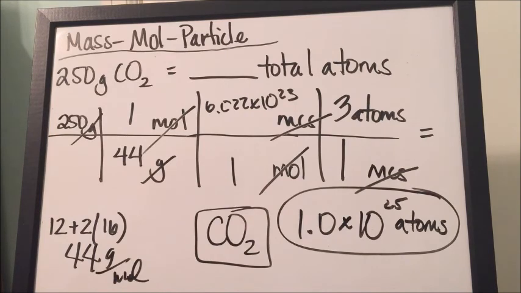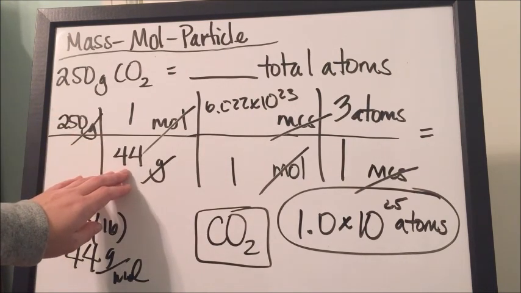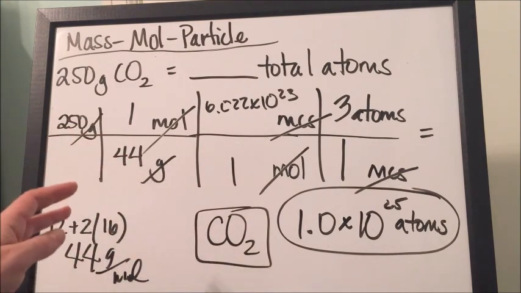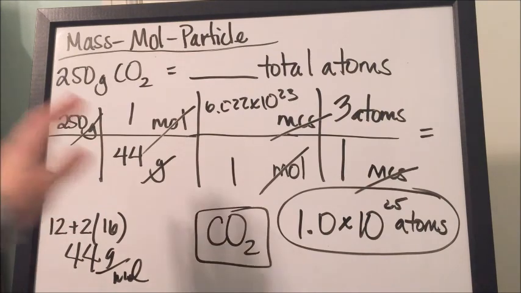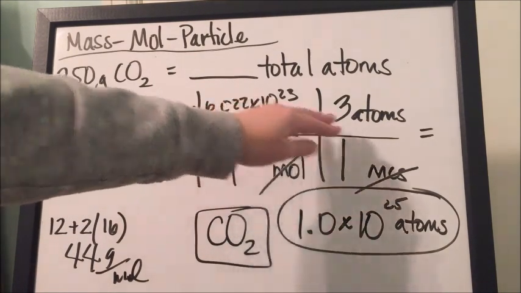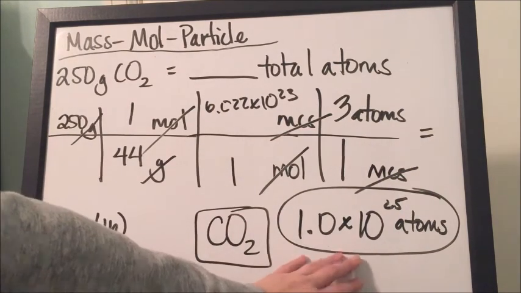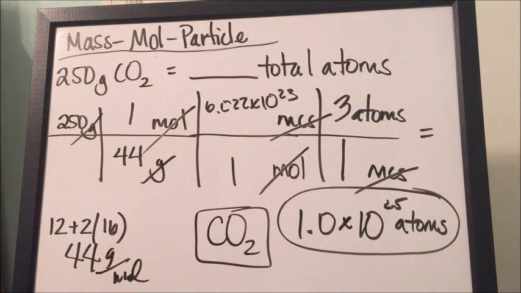Again, if you're doing it like I do, 250 divided by 44 equals, if you're using my calculator, and then multiply by Avogadro's number, and then multiply by 3, and you should arrive at this rounded off to sig figs.